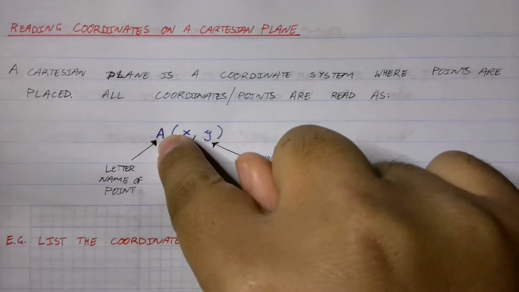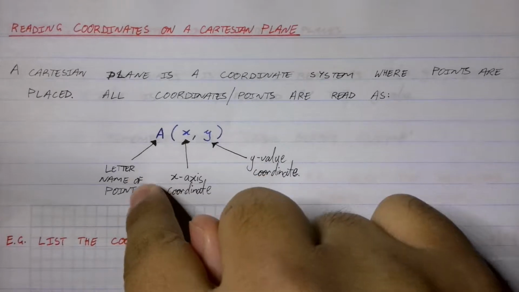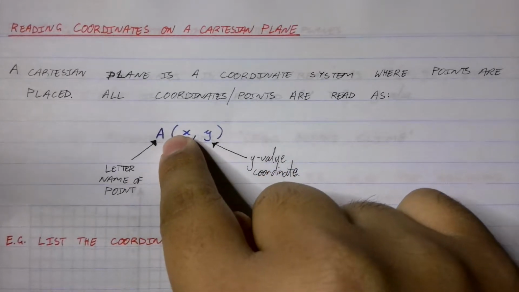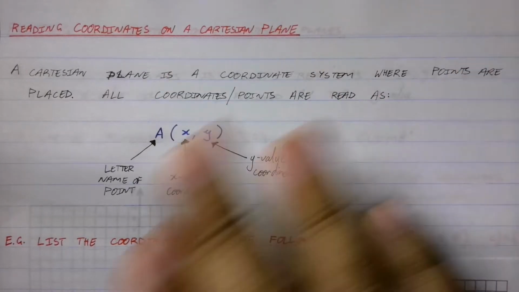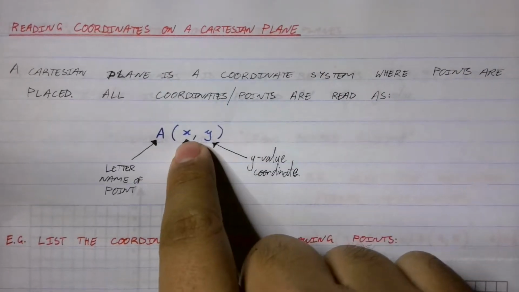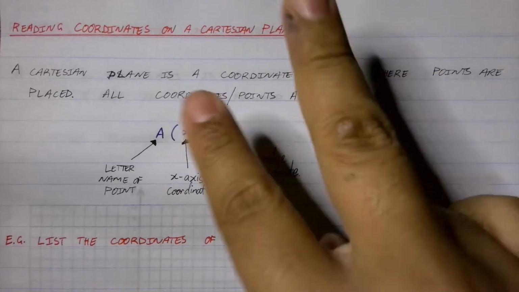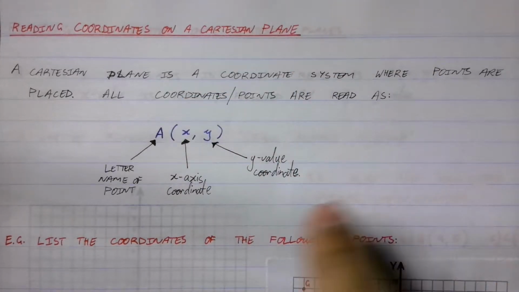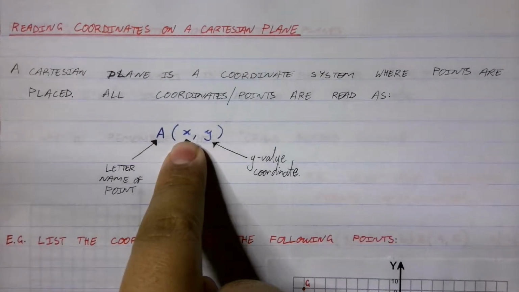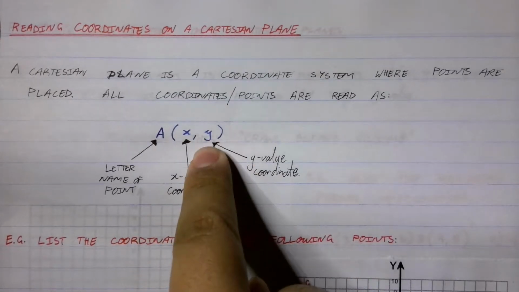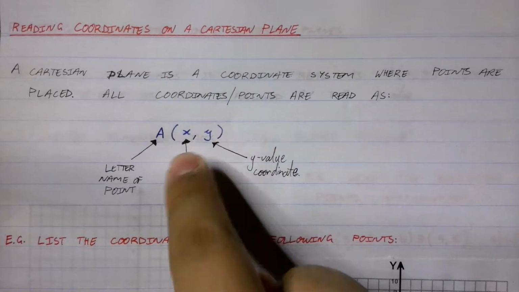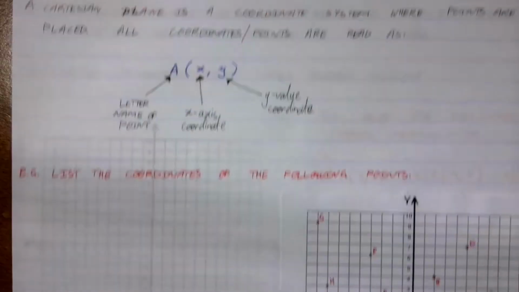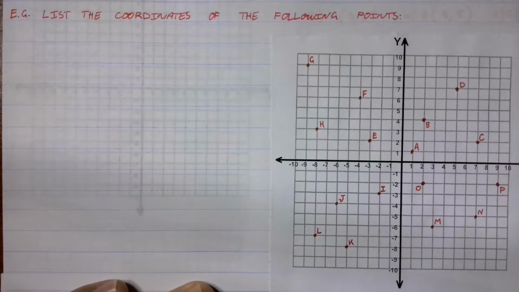The first letter is the letter name of the point, should always be in capital, so it can be A, B, C, D, E, F, G, all the way through till Z. And X and Y represent two different numbers that may change depending on where they are. So the first one is the X-axis coordinate, and the next value is the Y value coordinate, and you'll see what we mean about this in a moment. So let's just get straight into some examples.